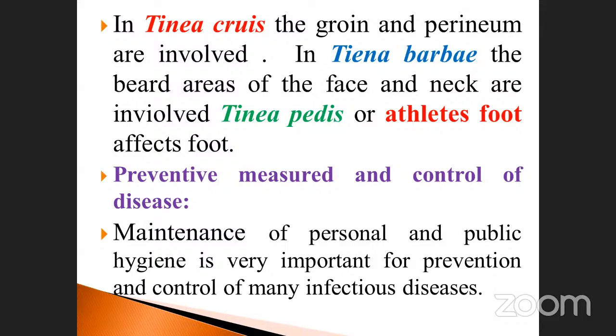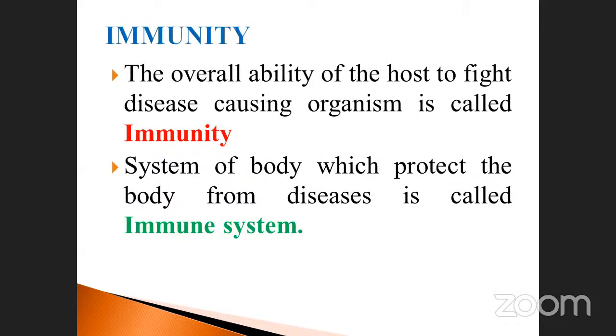Otherwise, what happens? It will spread. Suppose our towel is also used by some other person. What will happen? It may spread from the towel to normal persons, otherwise called unaffected persons, who are also affected by this disease. Next, we will pass on to the next topic, which is called immunity.